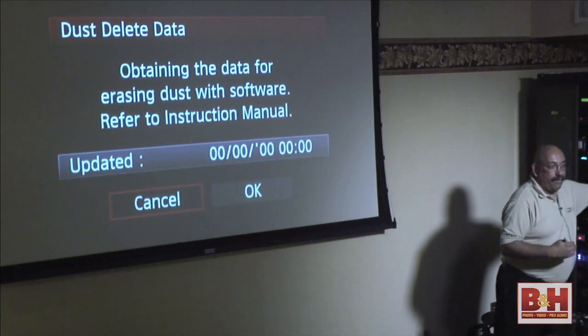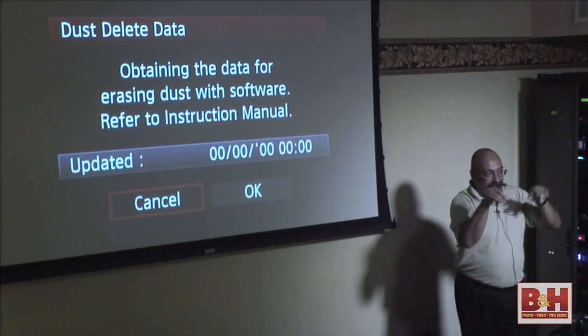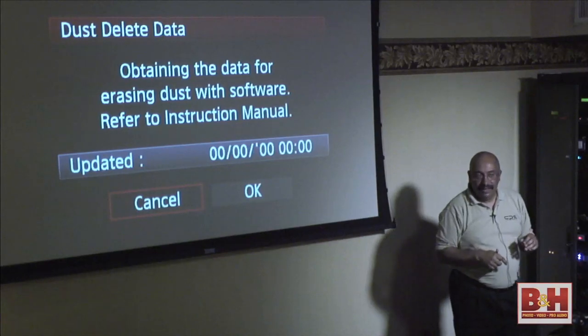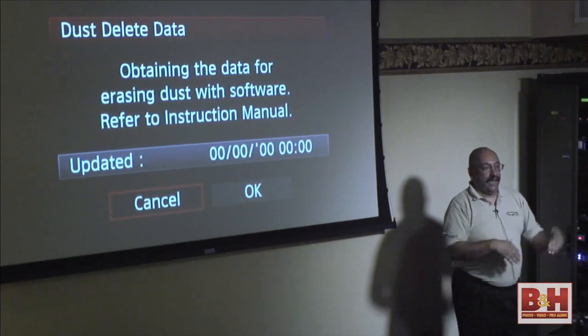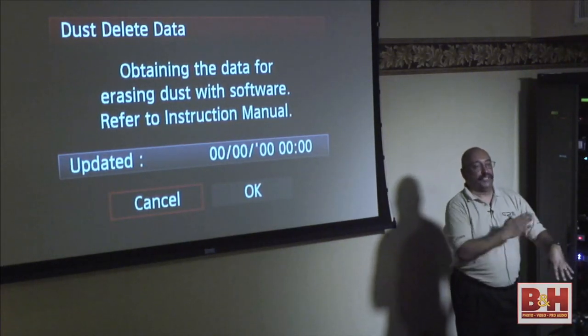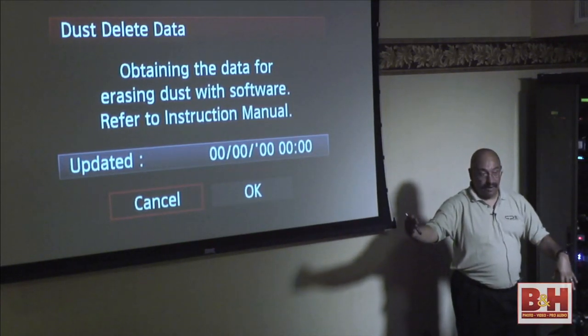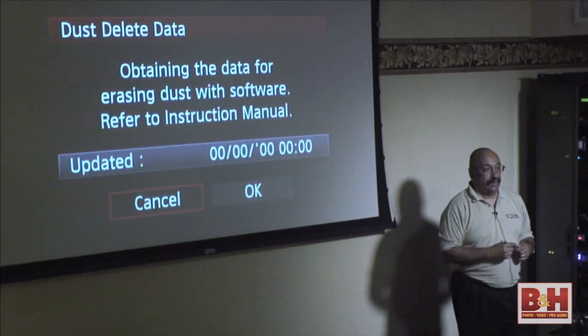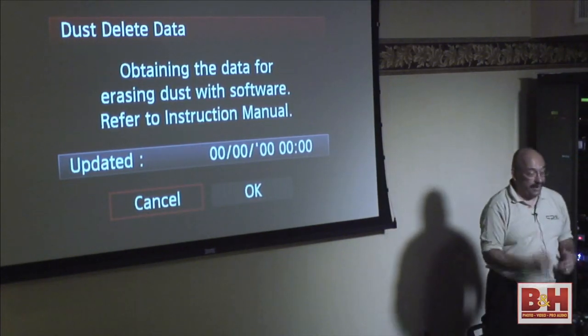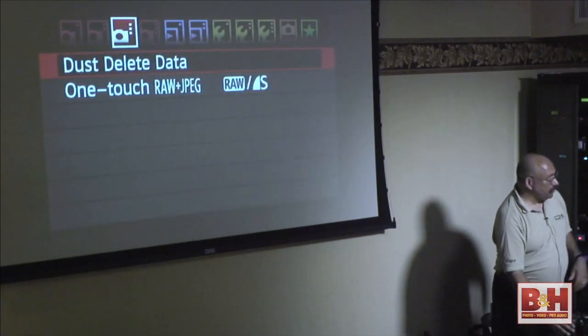You're taking a test shot where the camera can read and respond to the location of any dust and then, like I say, map it and tag that information on any picture you take after that. The test shot, incidentally, is not saved on your memory card. The information is, but you're not literally taking a picture on your card when you do that. So that's what dust delete data is about.